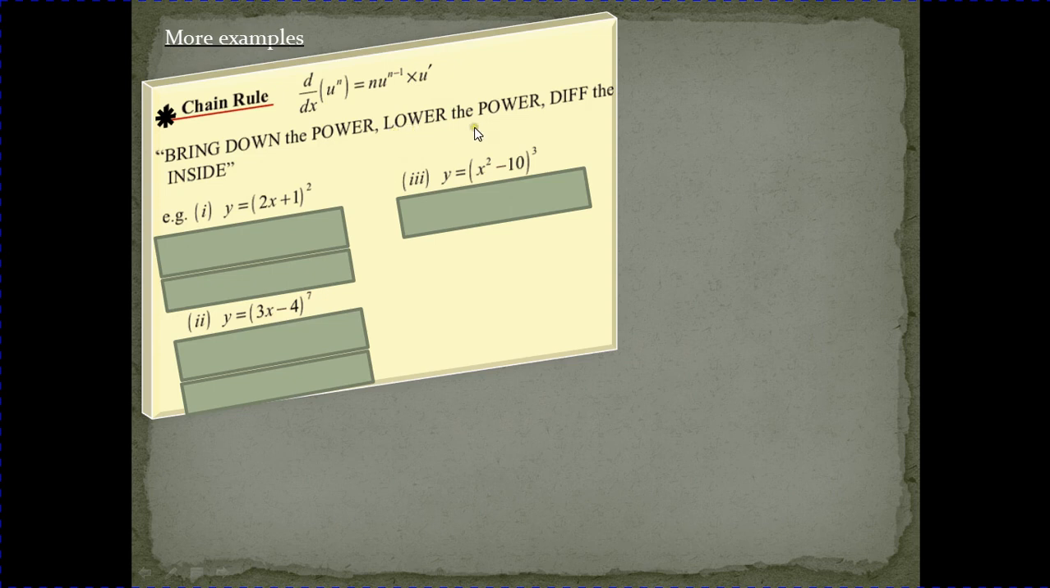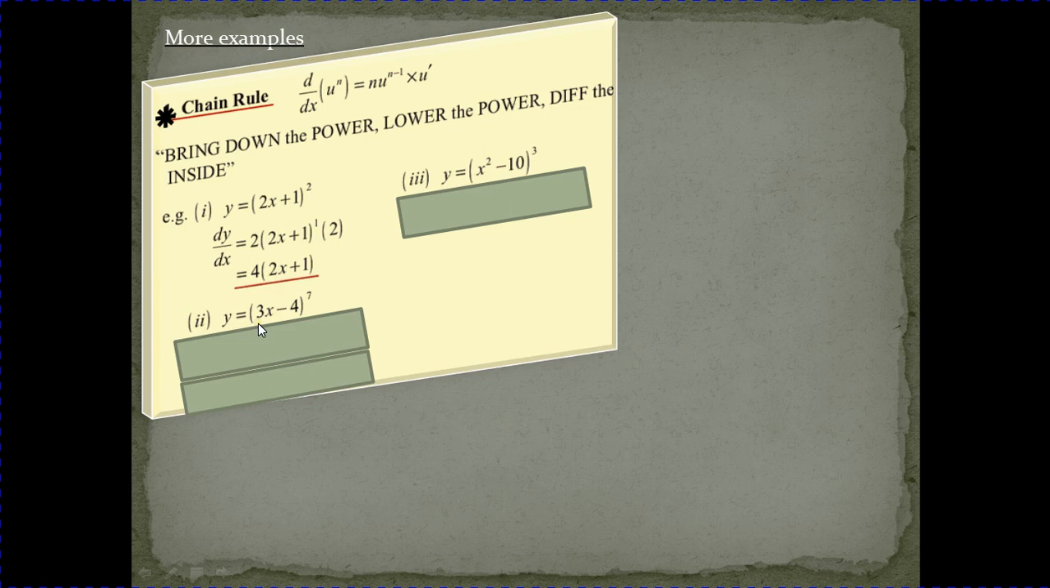And second step, lower the power, meaning minus 1, and differentiate the inside. First example, y equals 2x plus 1 all power 2. Yes, if you want to get y dash or dy by dx, remember, put 2 and differentiate the inside, it will be 2, and subtract 1 from the power. Let's see it. Then now multiply 2 by 2, and the bracket will be power 1. Then it will be 4 bracket 2x plus 1.